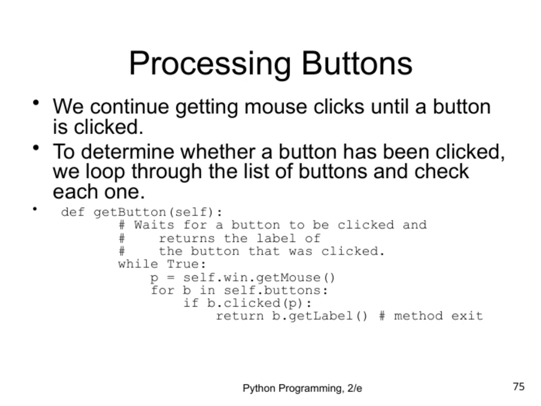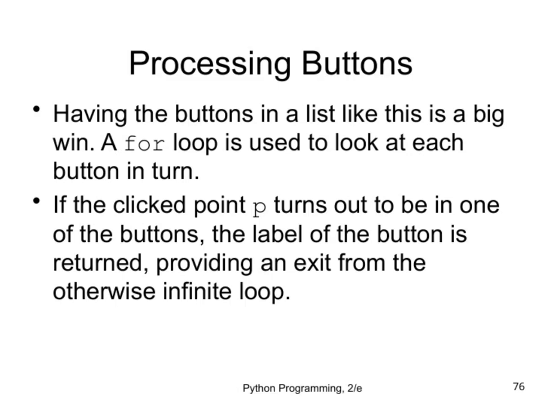This process is crucial because it highlights how we handle user interactions in graphical interfaces, by constantly listening for input and then processing it in an organized way. It's a fundamental concept in event-driven programming and really ties into the overall theme of making our programs responsive and user-friendly. Having the buttons organized in a list like this is a real win for our code.